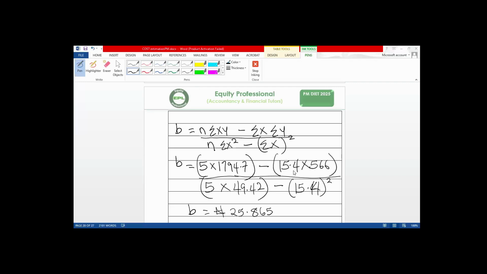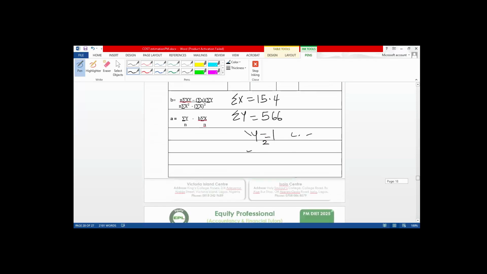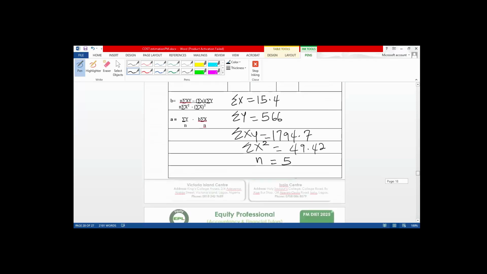$25.865. Correct. Shekoni, I don't understand by the first denominator. This s square, we have done it here. You cannot bring square here again. It has been square already. Correct, sir.